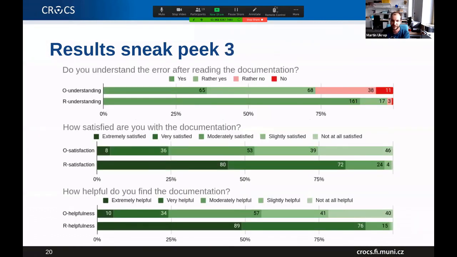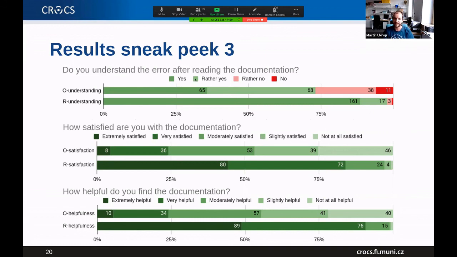Another sort of results. We asked the people after seeing each documentation whether they understand the error, whether they are satisfied with the documentation, and whether they find the documentation helpful. It's nice that satisfied and helpful had basically the same answers. They correlate very much. And as you can see, they were much more satisfied with our documentation and they found it helpful.